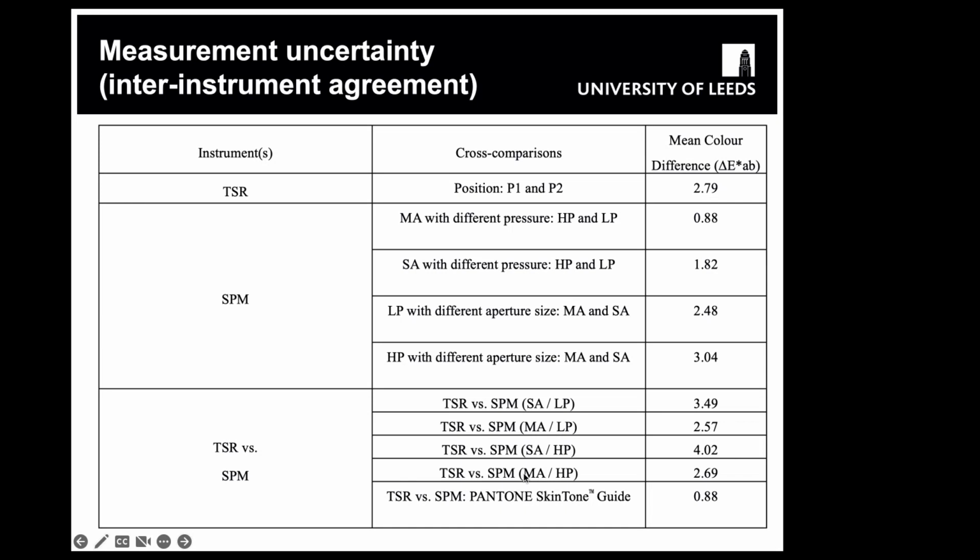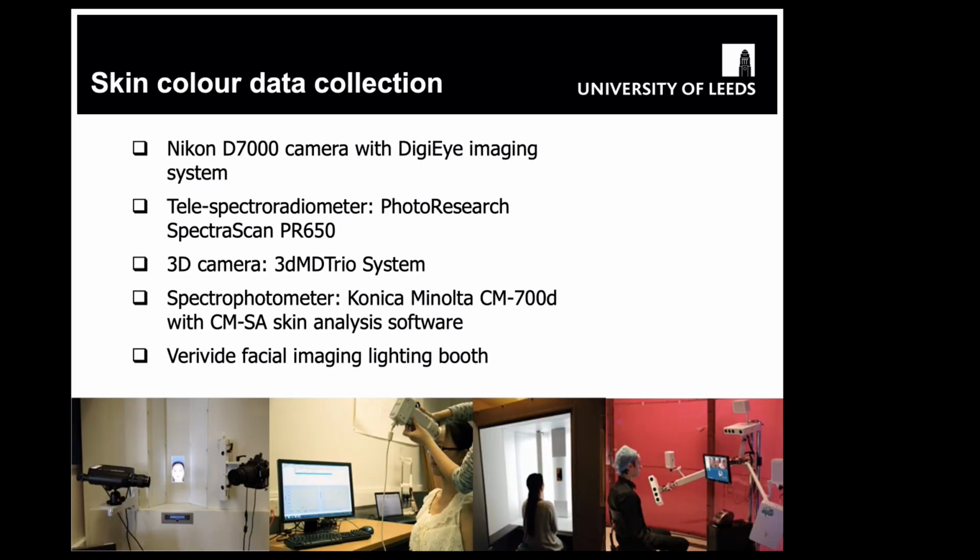But if you compare using the Pantone skin chart, you can say that the instrument agreement is very good. Okay, so again, it's not about good or bad measurement. We just try to set up a threshold. If you measure skin color using the current measurement methods, that's the result you would expect. That's the research we have been working on for skin color measurement uncertainty.